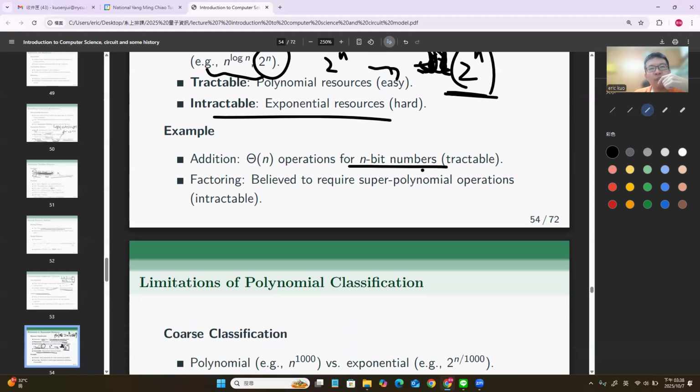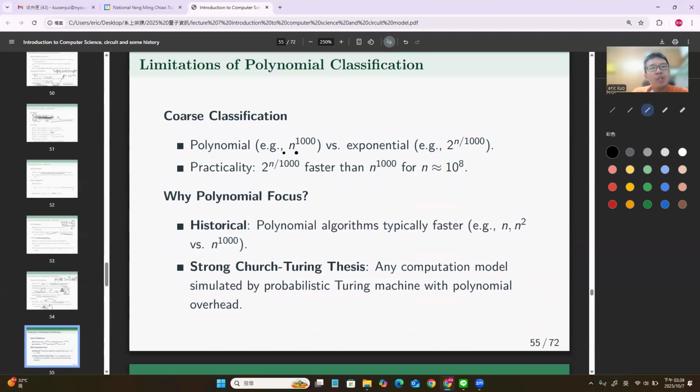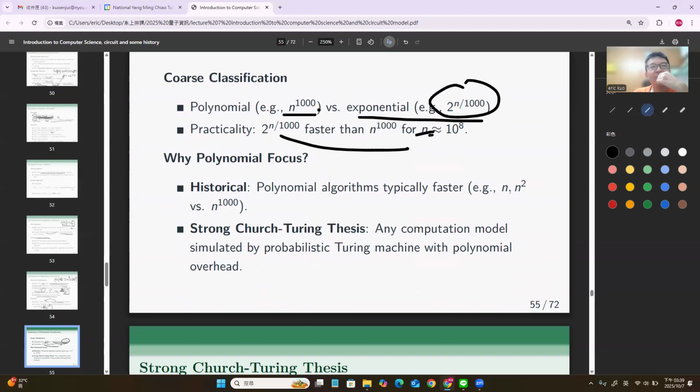For example, adding two n-bit numbers is theta of n. You just go through the n-bit numbers one by one, so it's theta n. And factoring is believed to require super-polynomial operations. The best I know is 2 to the n to the 1/3. This is the best algorithm that we know for a classical computer for factoring. For example, n to the 1000 is polynomial, and the exponential is 2 to the n divided by 1000. Although practically 2 to the n divided by 1000 is smaller than n to the 1000 for n up to around 10 to the 8, when n is large enough, finally there is a day when 2 to the n divided by 1000 is larger than n to the 1000.